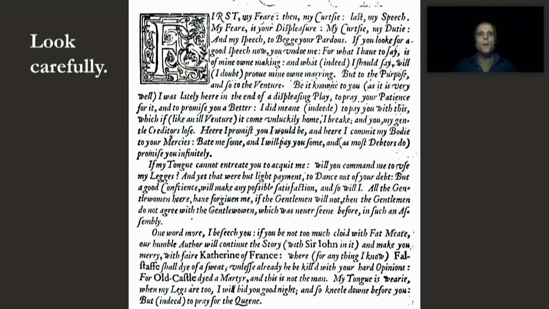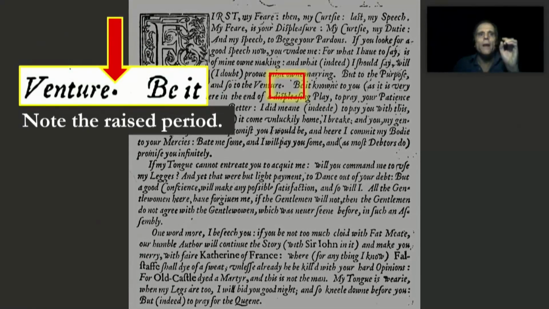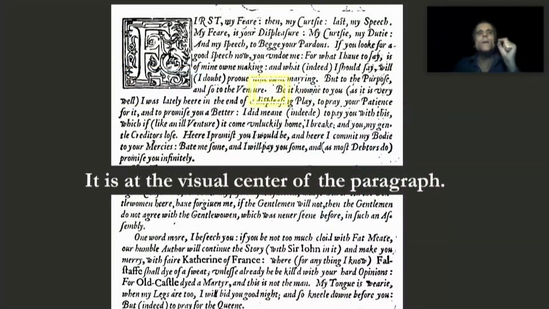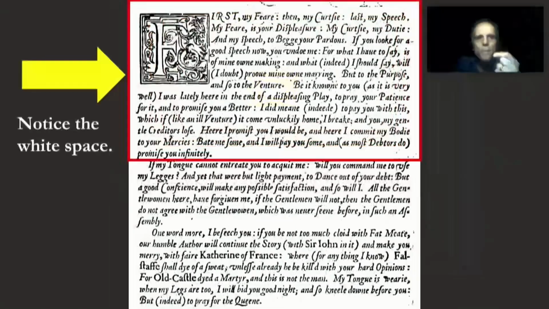Look carefully at the paragraphs, especially paragraph 1. There is something odd. Note the raised period after venture. It is positioned at the exact center of the lowercase e rather than at the base of the line. It is located at the visual center of the paragraph.